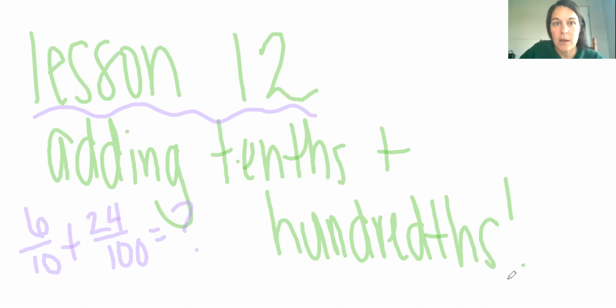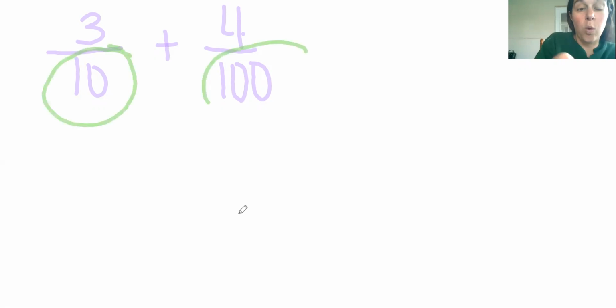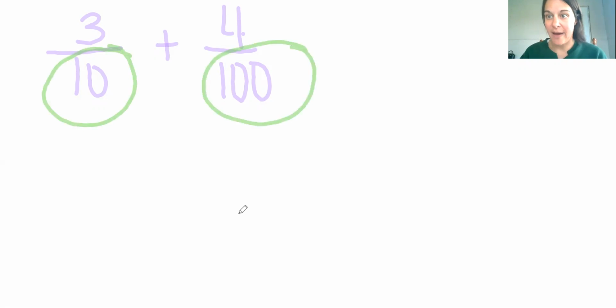So I have 3/10 plus 4/100. All right. Automatically, what's wrong with this? Why can't I just dive right in? Why can't I just add these across and make it a party? Because one is tenths and one is hundredths, and we can't just add them, right? We have to find our common denominator. We already know how to do this, don't we?